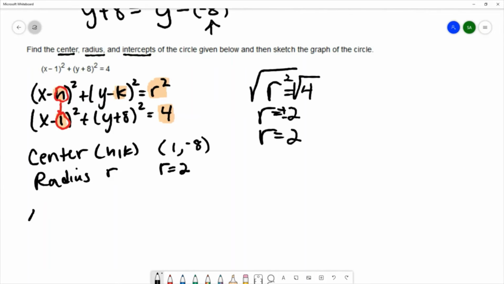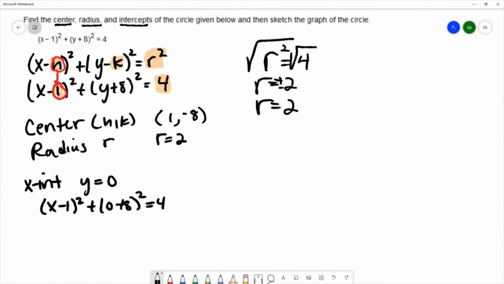To find an x-intercept, we let y equal 0. This gives (x minus 1) squared plus (0 plus 8) squared equals 4. (x minus 1) squared equals... 0 plus 8 squared. 0 plus 8 is 8, and 8 squared is 64.